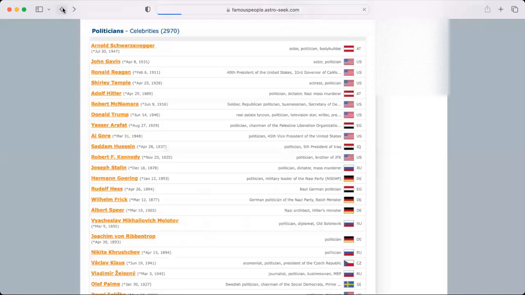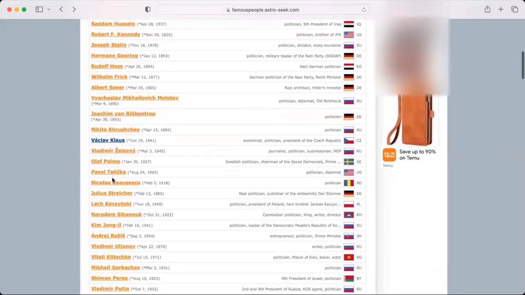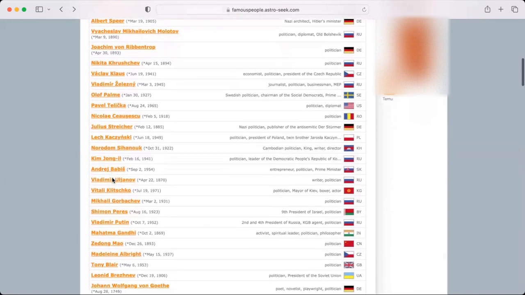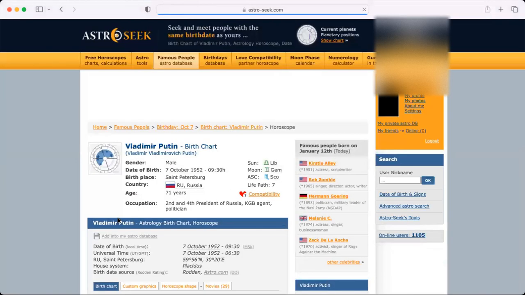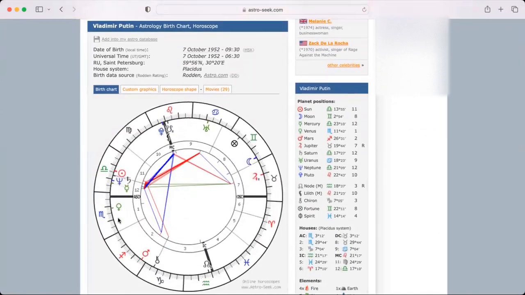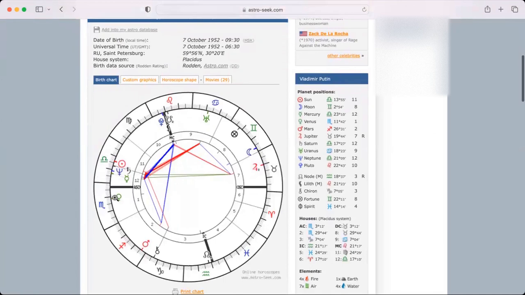All right, let's go to another one. Vladimir Putin, Libra sun. A lot of these politicians, I've never seen their charts before. Okay, so sun in Libra over here. And then we see Mercury is down here in the same sign as Libra. Libra is the seventh sign. And we see the Venus sign comes right after in the eighth sign of Scorpio.